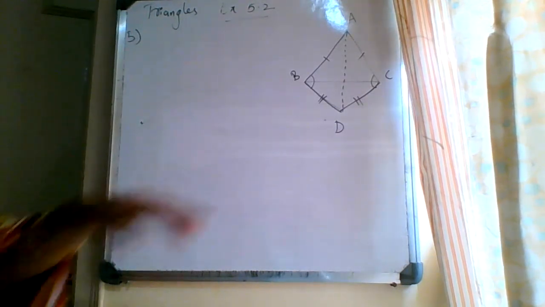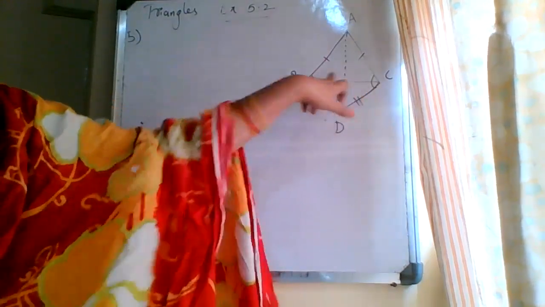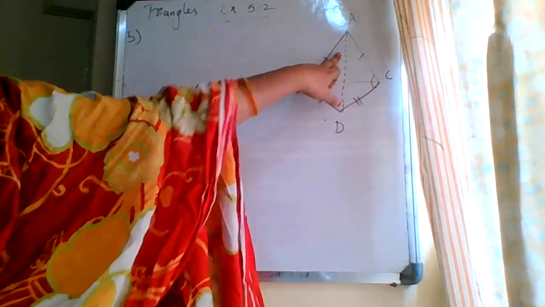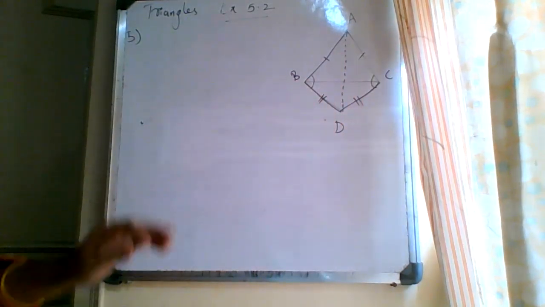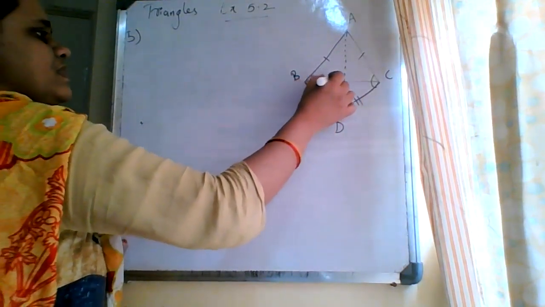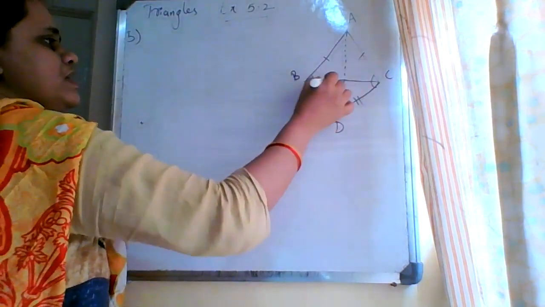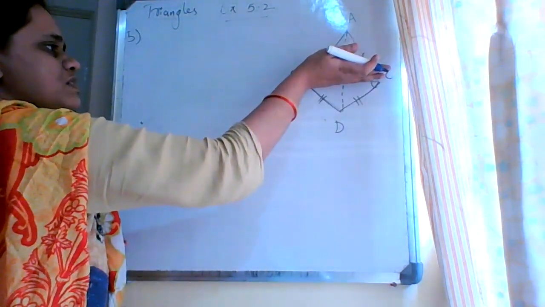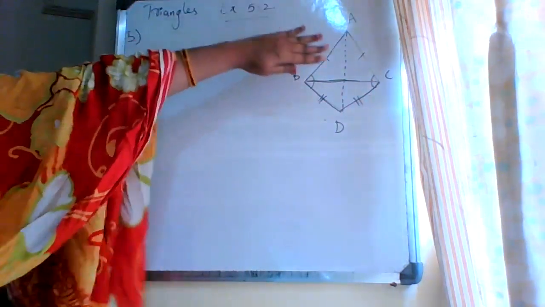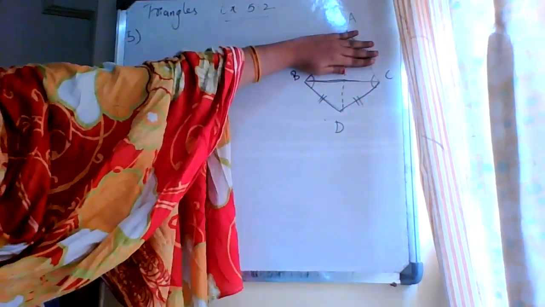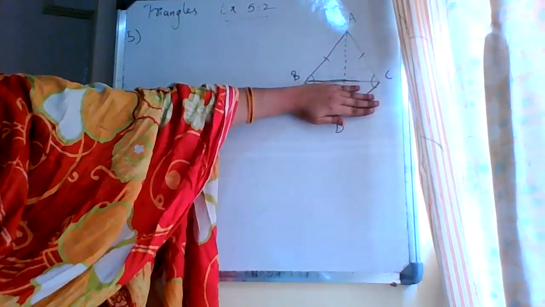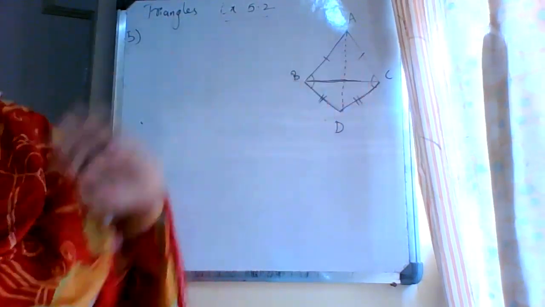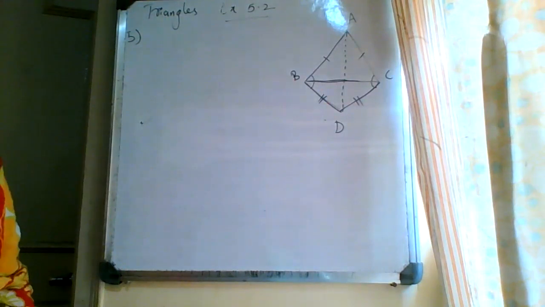ABC and DBC are two isosceles triangles. This triangle and this triangle are isosceles triangles on the same base. This triangle is on the same base BC, and this is also on the same base BC. This triangle is on the base BC, and this triangle is on the base BC. For both the triangles, the base is the same.